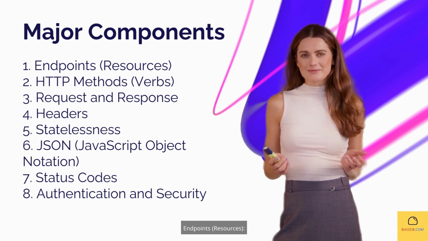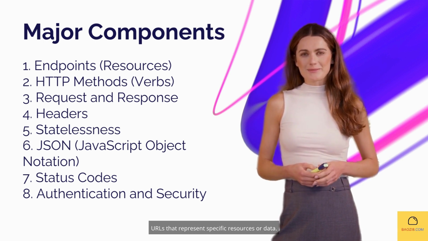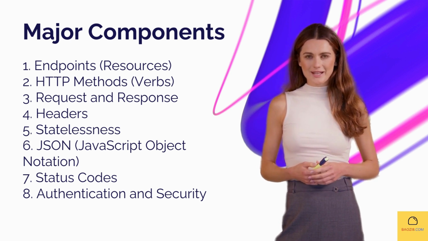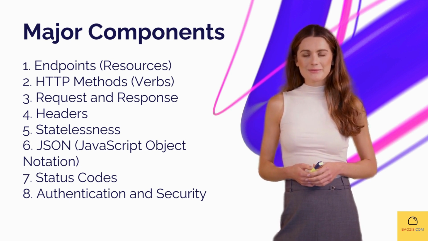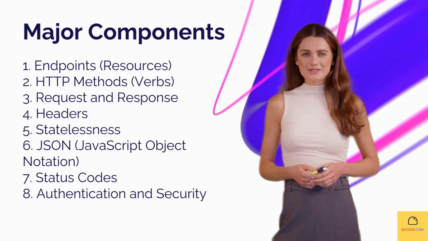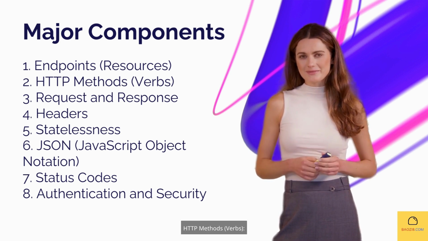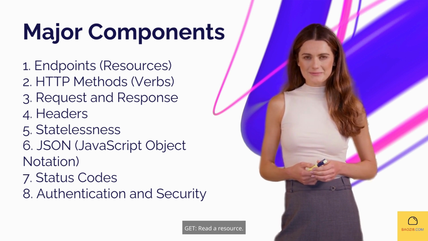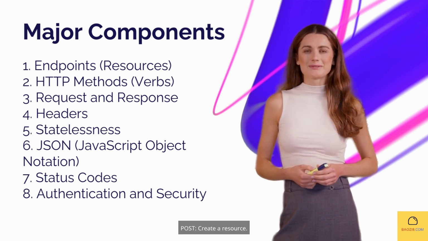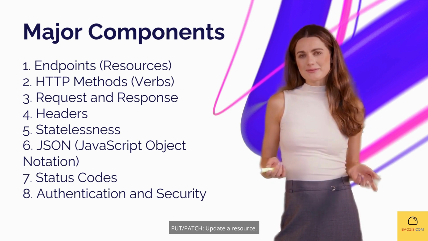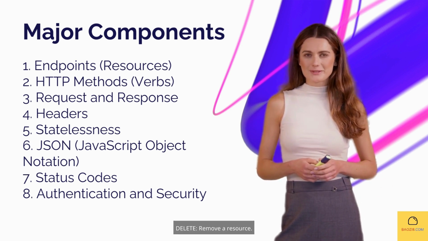1. Endpoints, resources. URLs that represent specific resources or data. Example, /users, all users. /users/ID, specific user by ID. 2. HTTP methods, verbs. Define the action to perform on the resource. GET, read a resource. POST, create a resource. PUT/PATCH, update a resource. DELETE, remove a resource.